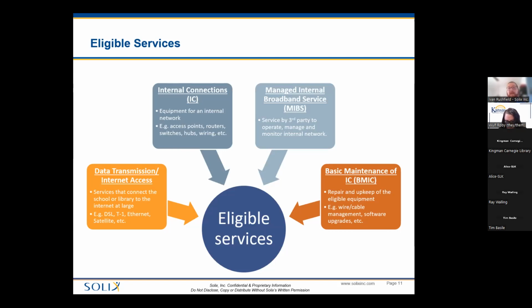And that's category one. And then everything else on the right side is category two: internal connections, routers, switches, hubs, all that sort of thing. Managed internal broadband service, as well as maintenance on all of those items.